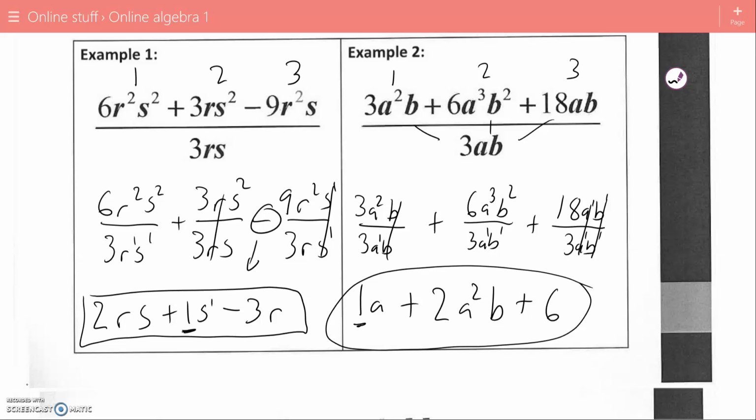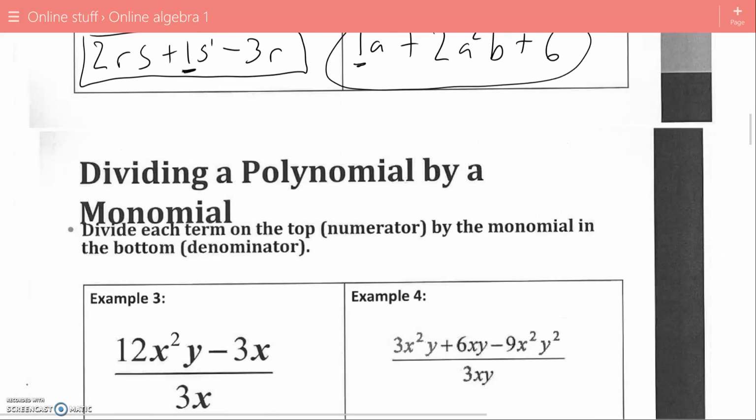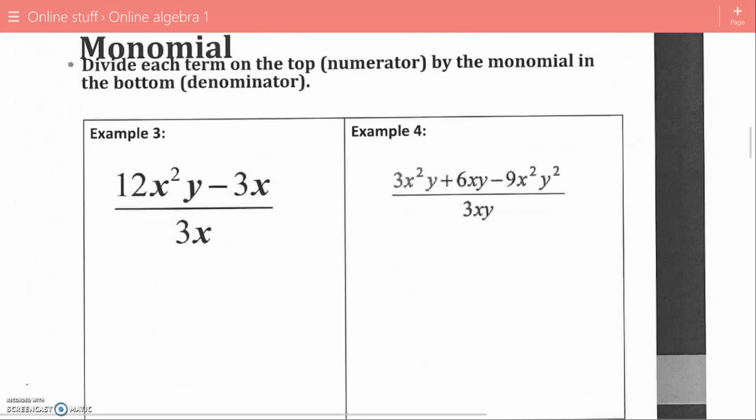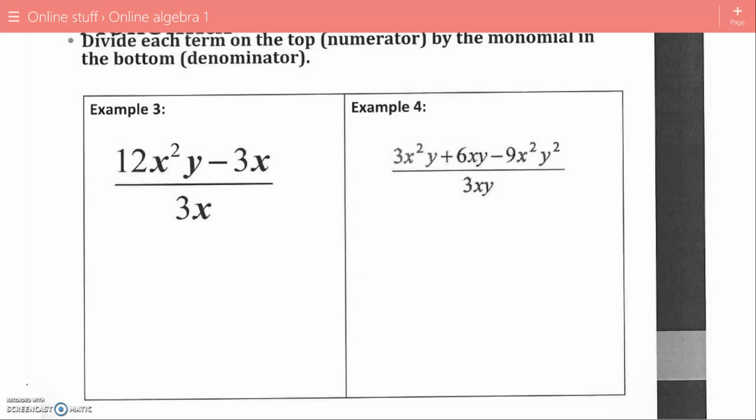Continuing. So I'm going to complete the next 2 examples. You will then complete the next worksheet that is attached. So a couple more examples. Still doing the same thing.